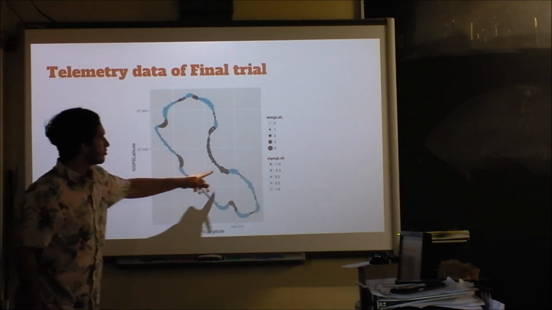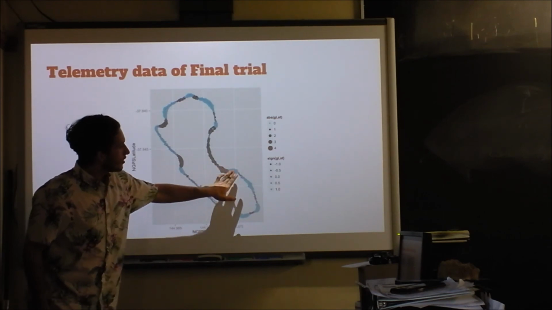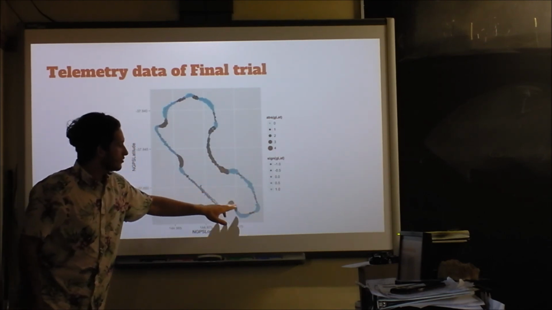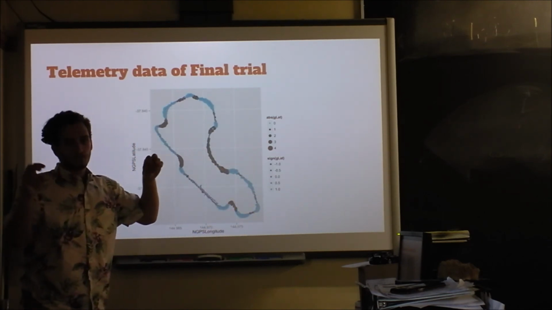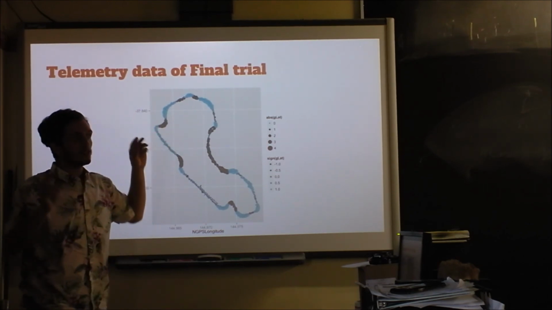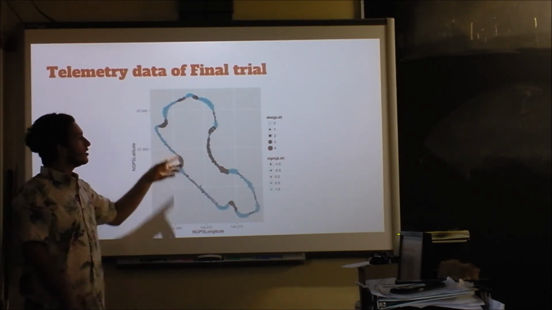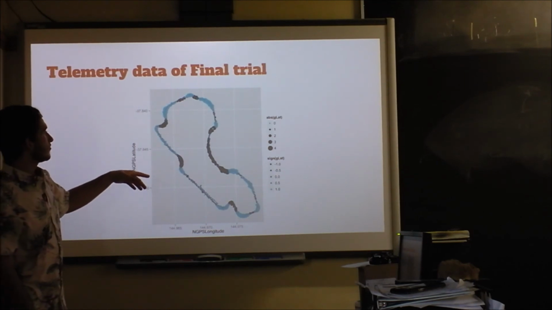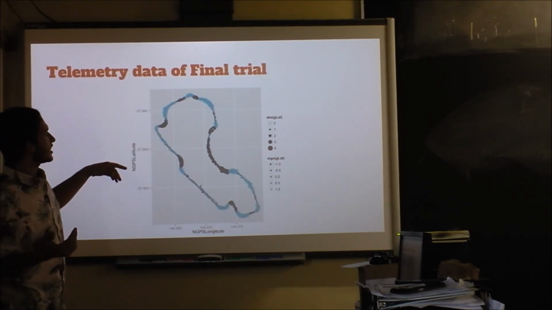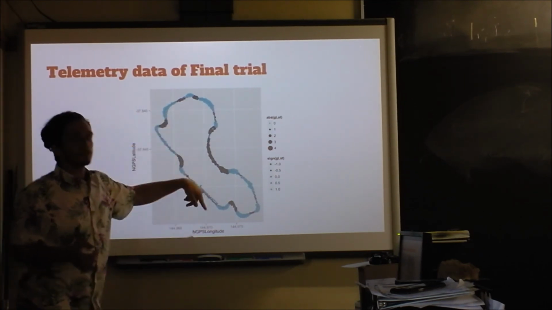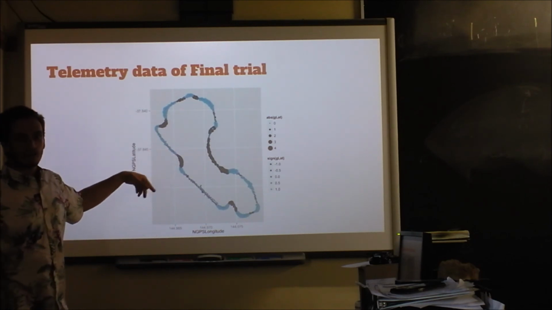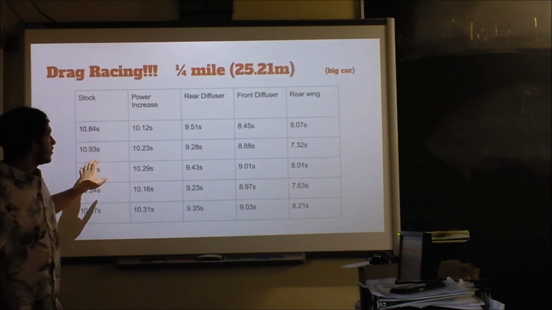But in these little blue ones, it had a gentler G-force, and that's because the car was going too fast and it needed to slow down. Or you can basically take that as these black sections are the sections of highest performance of the car.